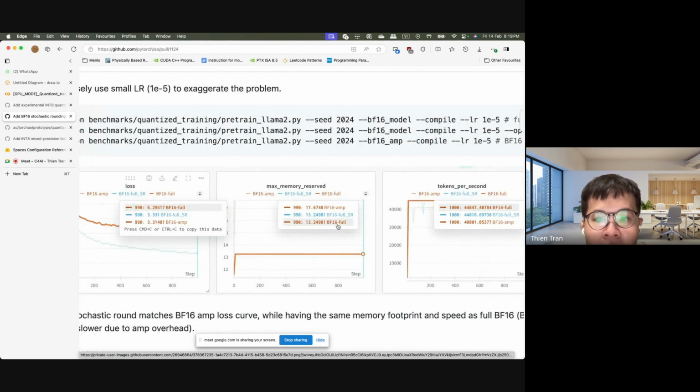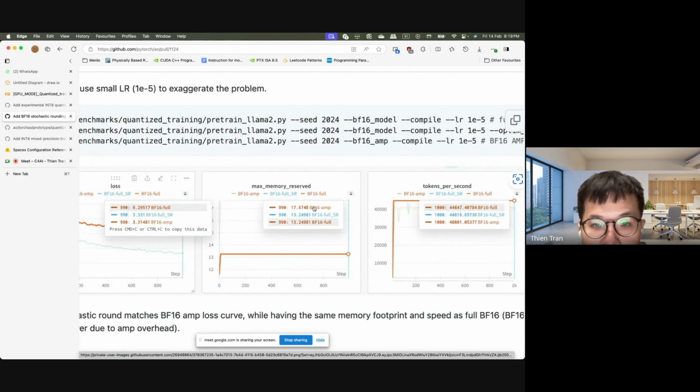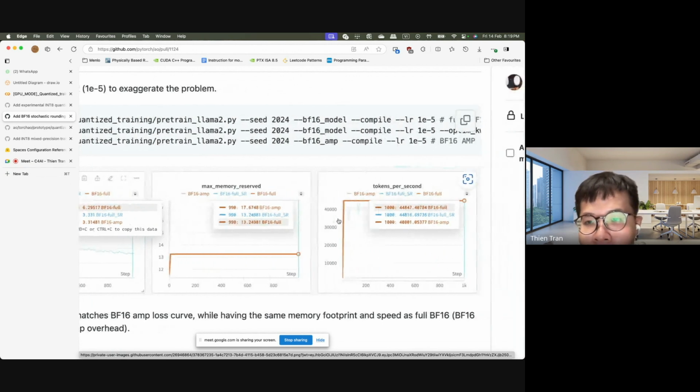So just by using full BF16, you can save a lot of VRAM here. So you see the full BF16 with stochastic rounding, you save 4 GB in this case. Right, 4 GB. Okay, and then you see you get very good speed.